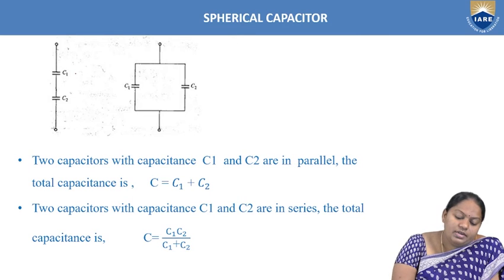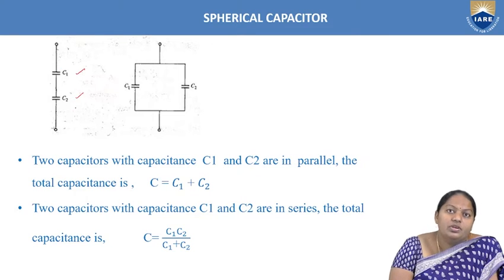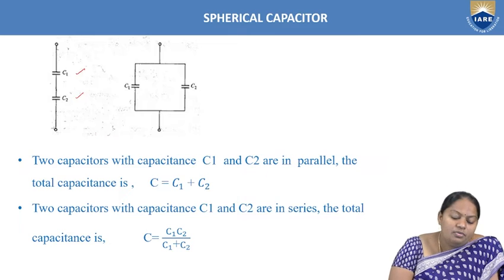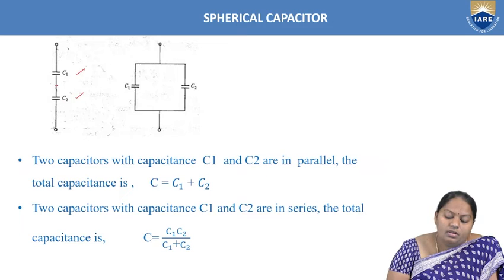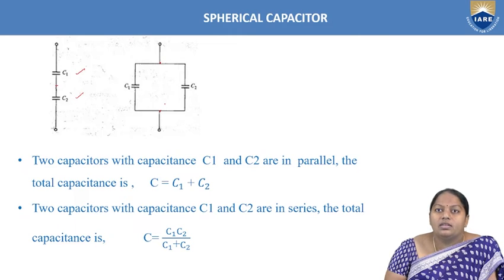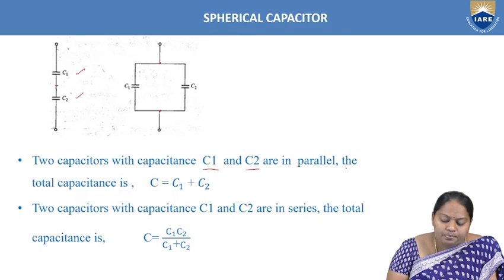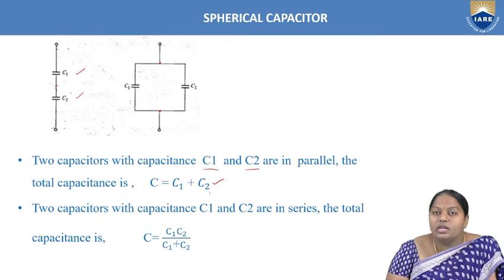If two capacitors C1 and C2 are connected, how will you differentiate whether they are in series or in parallel? If only one component is between the two elements, then those two are said to be in series. If both the starting ends and the ending ends are the same, then the two are said to be connected in parallel. So if two capacitors with capacitance C1 and C2 are in parallel, then the total capacitance is a direct addition, C equal to C1 plus C2.